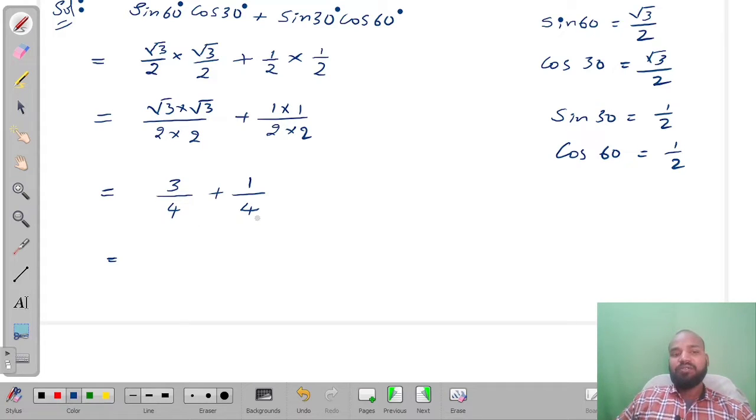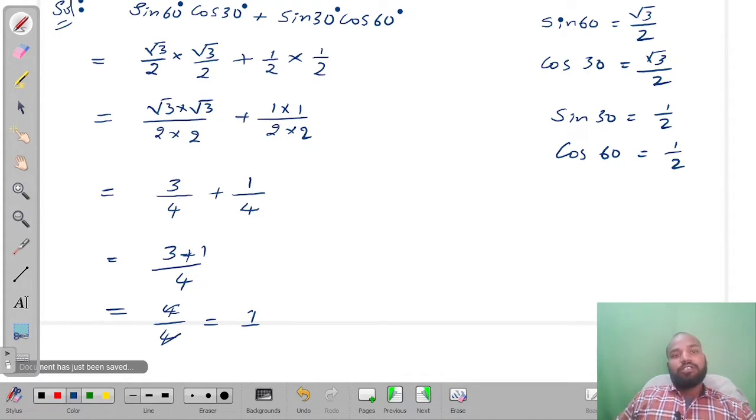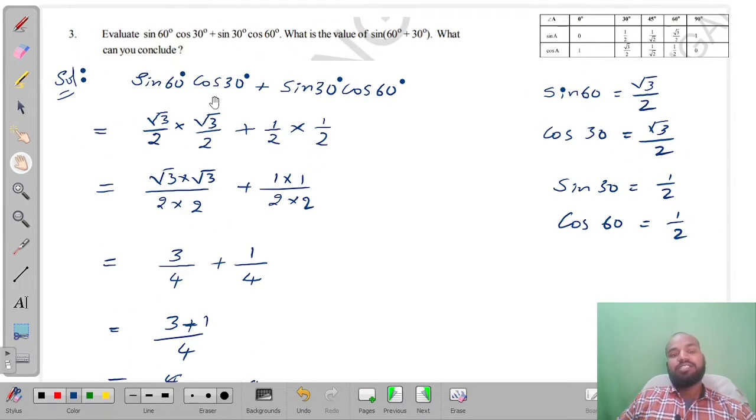Here denominators are equal. So what we do here, just adding the numerators. 3 plus 1 by 4. So now 3 plus 1 by 4 is nothing but 4 by 4. So 4 by 4 is nothing but 1. Yes or no? Yes. So this is the value of this equation, sin 60 into cos 30 plus sin 30 into cos 60.